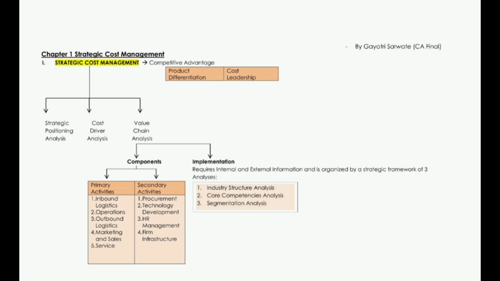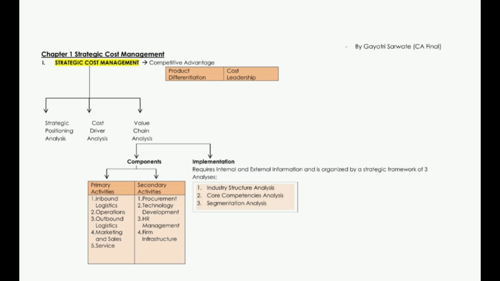Now, what exactly is this value chain? As described by Porter, internal processes or activities of a company which it performs to design, produce, market, deliver, and support its product is called the value chain. There are primarily 2 activities, the primary activities and the secondary activities. The primary activities include inbound logistics, operations, outbound logistics, marketing and sales, and service. While the secondary activities include procurement, technology development, HR management, and the firm infrastructure.